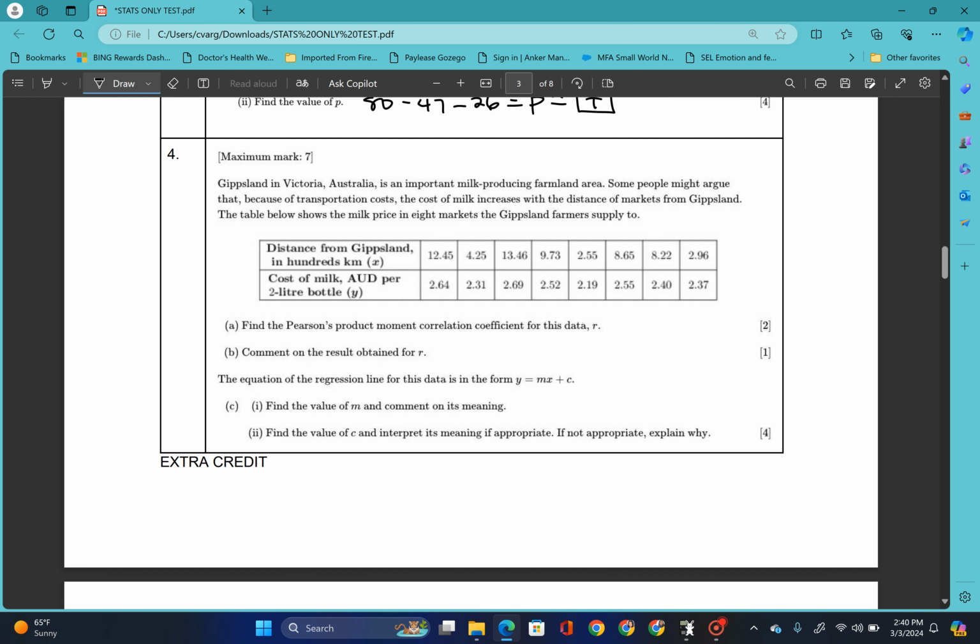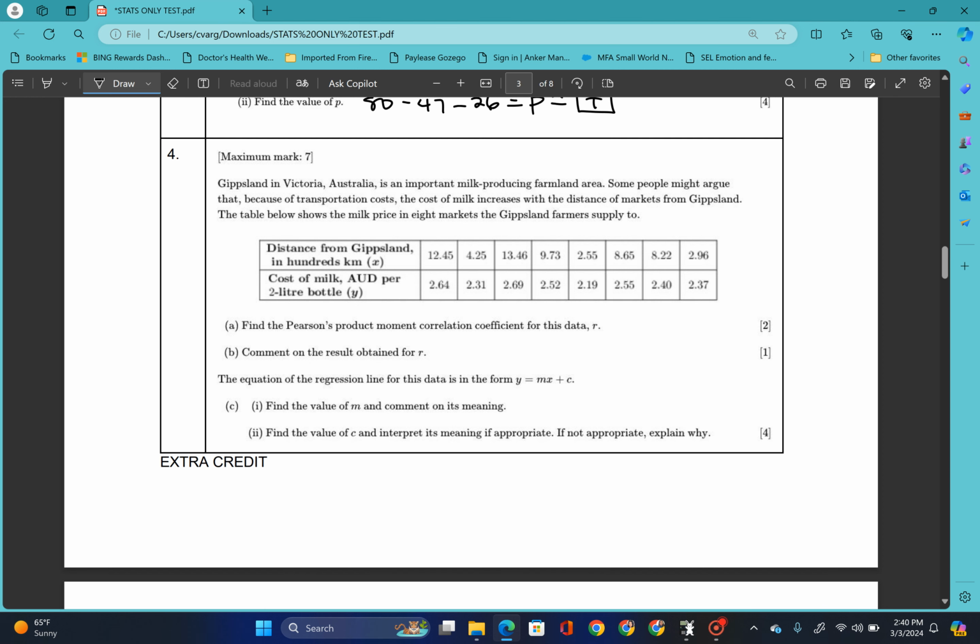Okay, it's called significant figures. And so now let's see what the comment of this is, right? It says comment of the result. So since this is close to 1, we can conclude that there's going to be a strong positive linear relationship between the distance from Gippsland and the milk price.